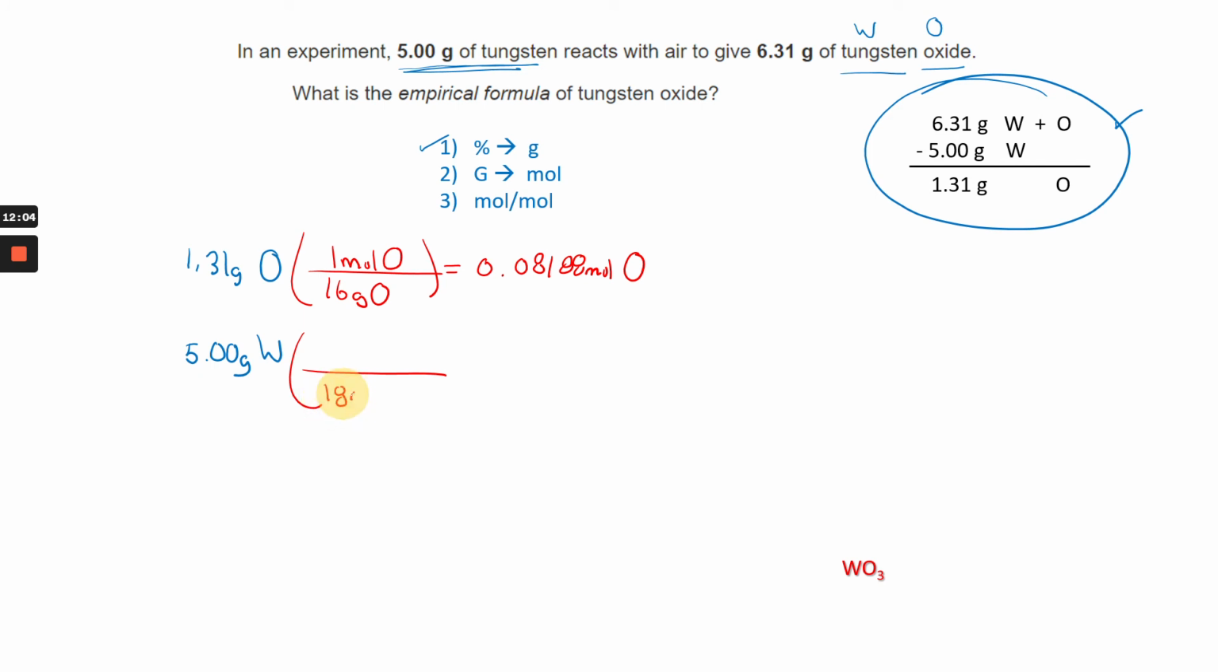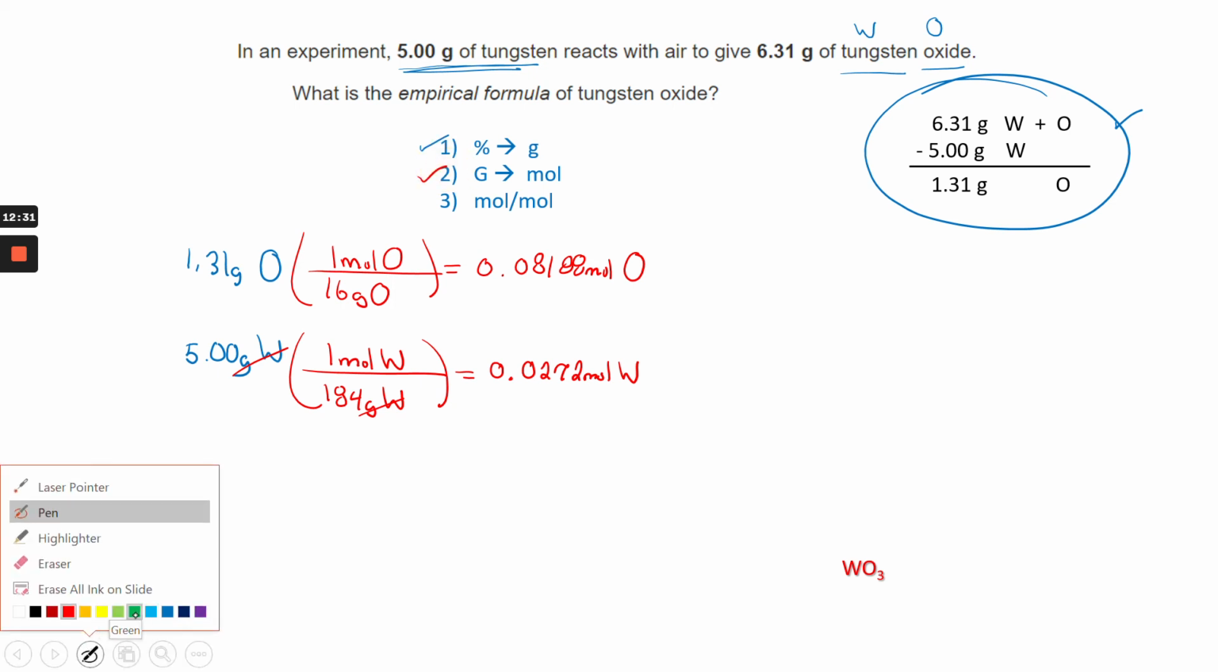Tungsten takes you a little while to find that one on the periodic table. It weighs 184 grams per 1 mole. Tungsten, it can be found, it's the heating element in your toaster, or it's the filament in a light bulb. And so if you do the math there, grams cancel, you're left with 0.0272 moles of tungsten. We just did step 2, got everything into moles.